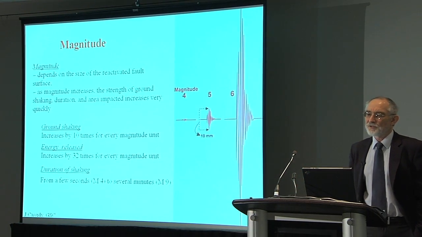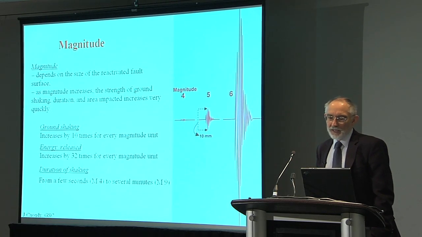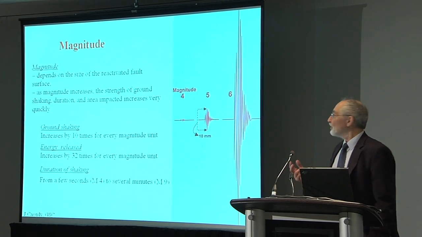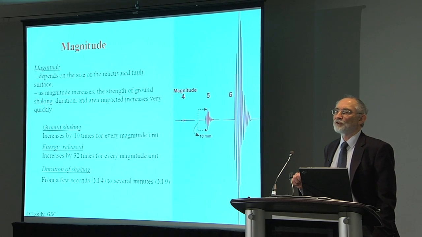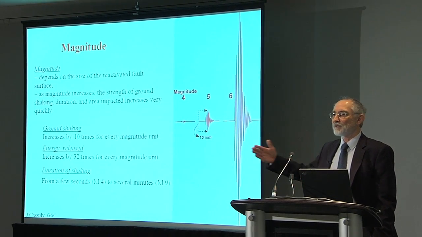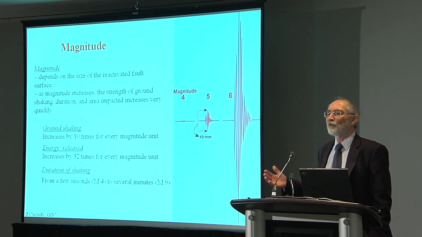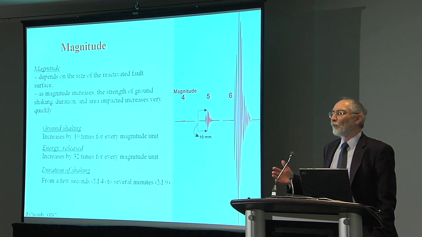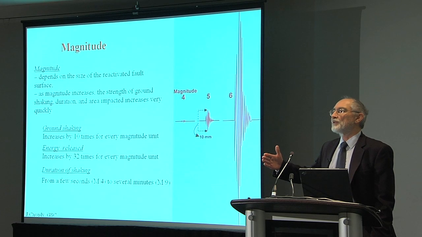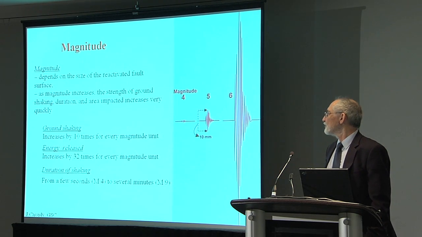So magnitude depends on the size of the reactivated fault surface, and as the magnitude increases, the ground shaking increases by a factor of 10 for every magnitude unit. That's the logarithmic, so that's the side to side. However, the energy release goes up even faster. It goes up about 32-fold. So as you go from one magnitude, say a magnitude 5 to a magnitude 6, the side-to-side shaking is going up by a factor of 10. As you go to a magnitude 7, your energy has gone up from 5 to 6, a factor of 30, and then 6 to 7, a factor of 30. That's 1,000-fold bigger. So these large earthquakes are very large indeed.